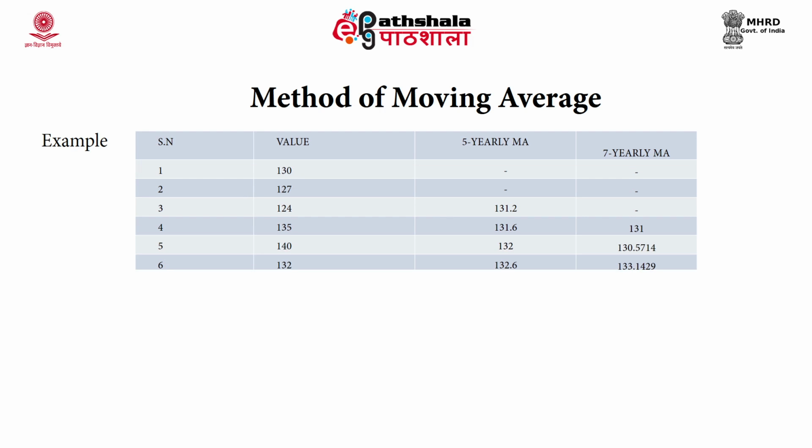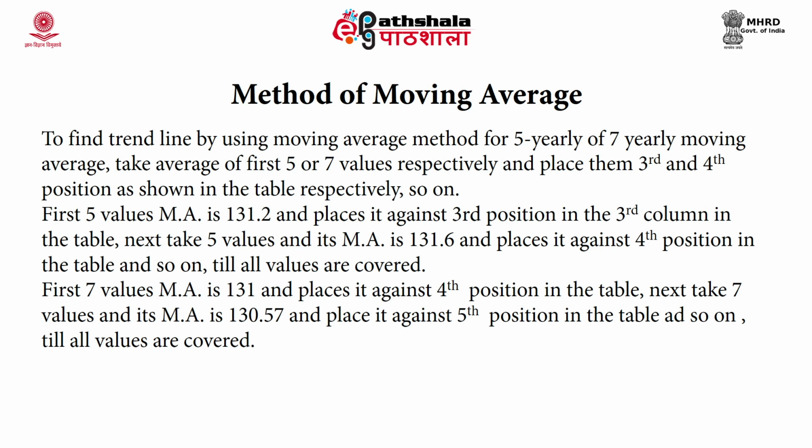One can easily see from the example what these things are. From the example, we can see that the values are given in the second column, and in the third column we have the value obtained by taking the sum of 5 observations, and this sum will be noted in the third row. Similarly, when we have a 7 period moving average, the first 7 observations' sum is represented in the fourth row, and so on.